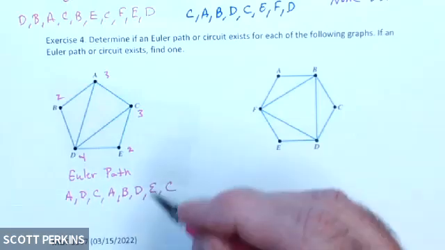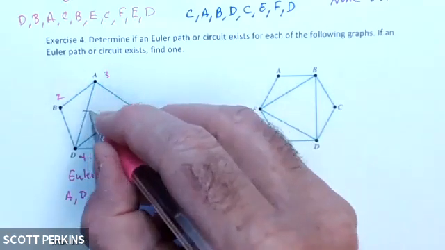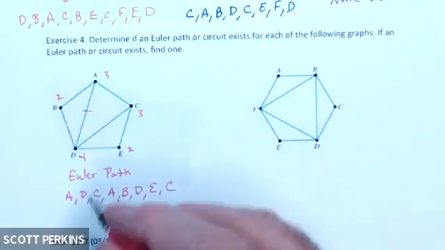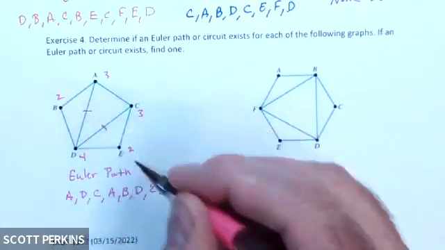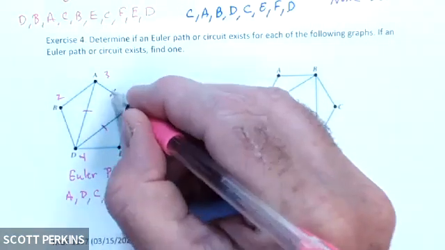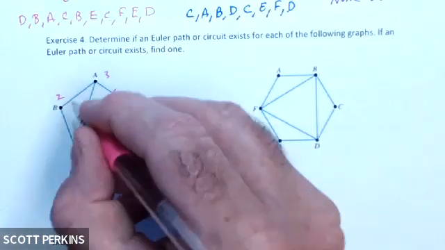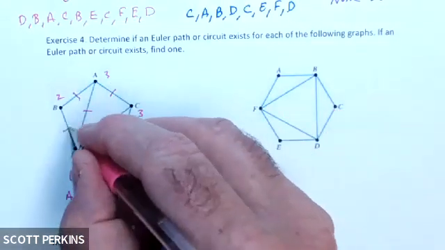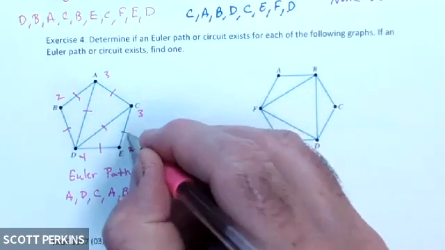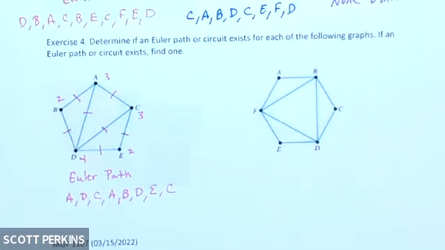All right, let's see. So we went from A down to D. That covers that edge right there. D up to C covers that edge. C back to A. Good. And then A over to B, and then over to D, over to E, and then back to C. Fantastic, you found one. Again, there's other options there, but you're going to start at one of those odd vertices and move around.